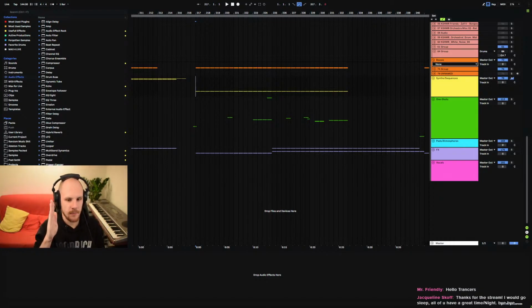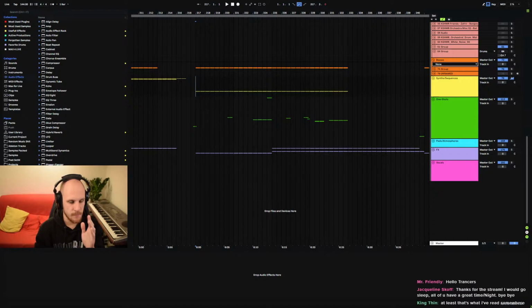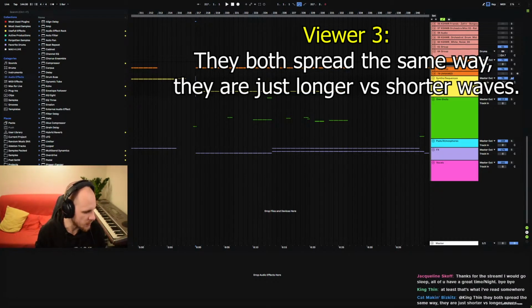And at the end of the day, the way that sound transfers through a medium is that one atom starts to vibrate, and then the next atom starts to vibrate as well, and then the next atom starts to vibrate as well. I don't think that the speed at which the atom vibrates makes it so that different atoms start to vibrate. It should just all spread in the same way. They both spread the same way, they are just longer versus shorter waves.